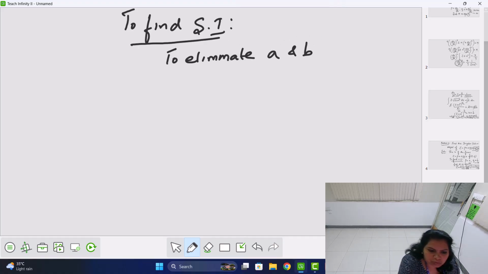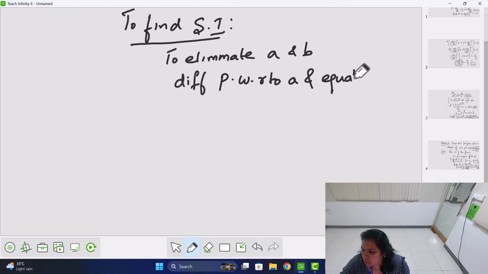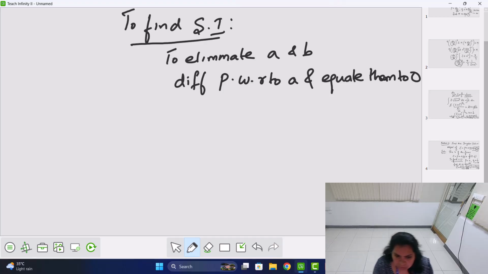What we have to do is differentiate partially with respect to a and equate it to 0. So what do you get? Differentiating which equation? Equation 2. You have to differentiate this equation 2 only.